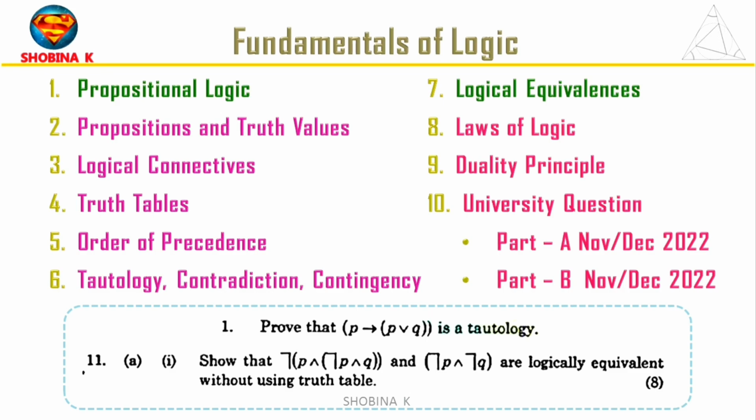And then we will see the purpose of truth tables in logic, and then we will understand the order in which the logical operations are evaluated. And once this is done, we will learn the outcomes of logical expressions, that is the tautology, contradiction, and contingency. And next we will delve into the concept of logical equivalences. In that we will see the fundamental laws that underpin the logical reasoning, also the duality in logical operations. And finally we will tackle the challenging questions from Part A and Part B of November-December 2022 University exam.